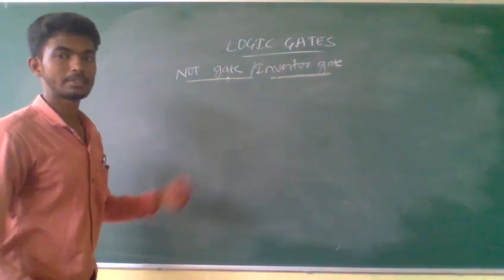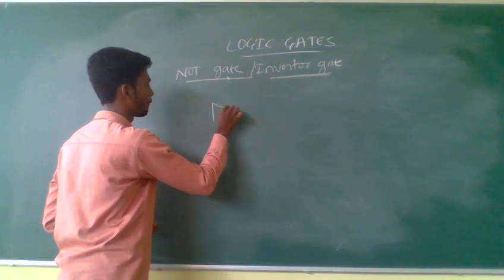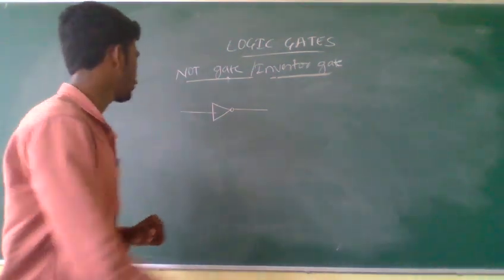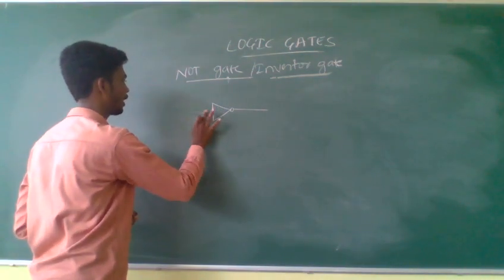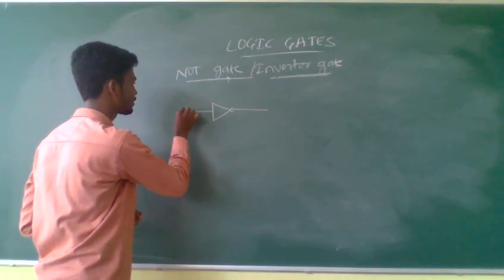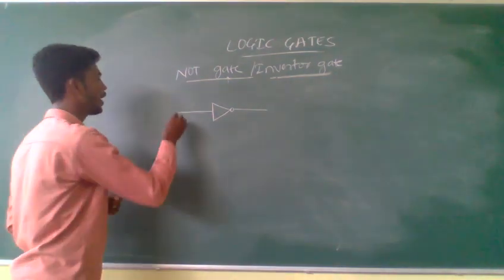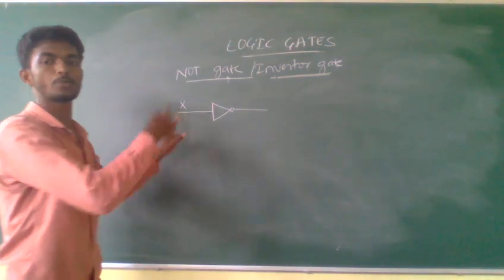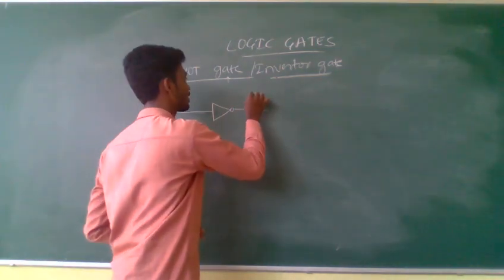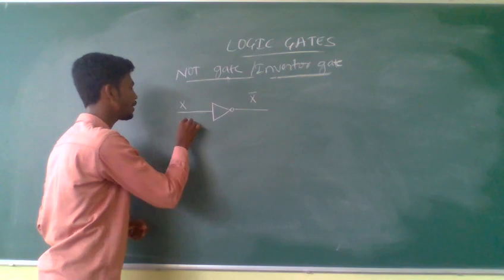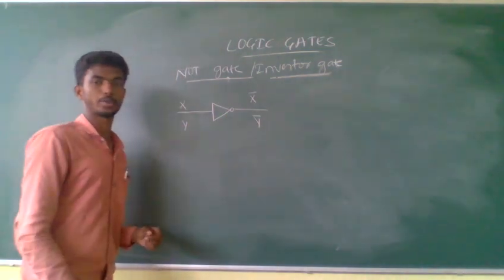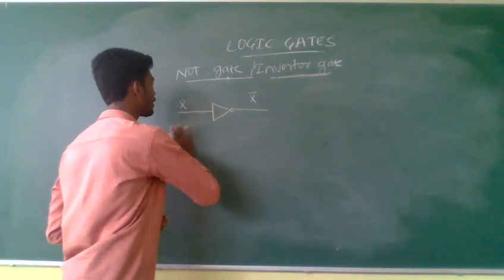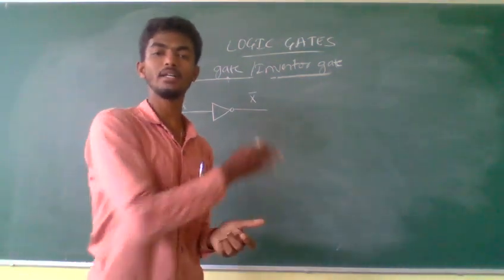So let us have a symbol for the NOT gate. This is the standard symbol for a NOT gate. Just align the lines. Here it takes only one input signal, X. The output will always be complemented, that is X complement. If the input is Y, Y complement will be the output. If Z is the input, Z complement is the output. Only one input and one output are available in the NOT gate.